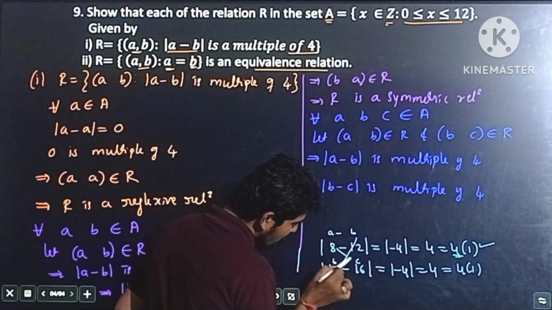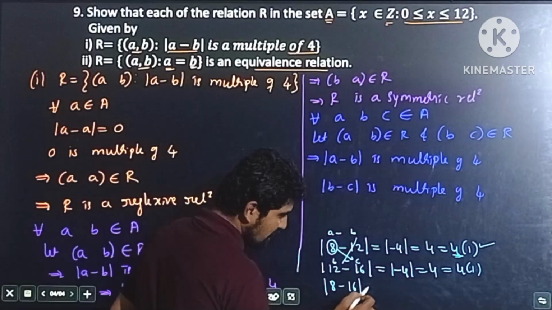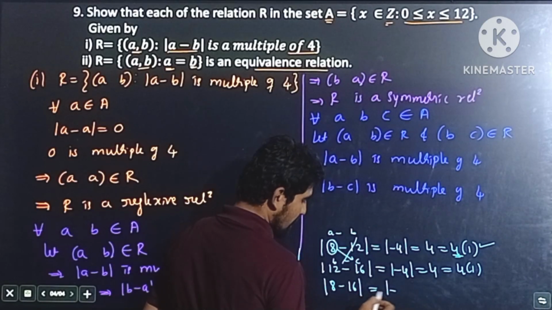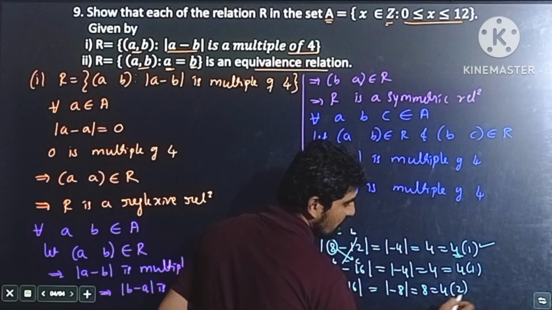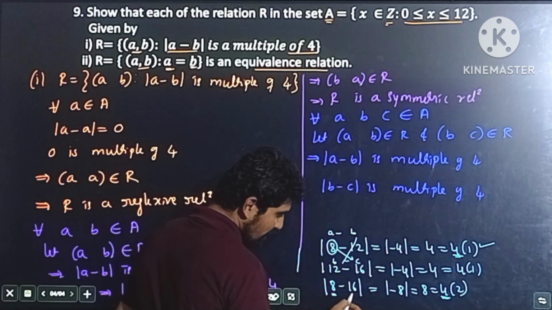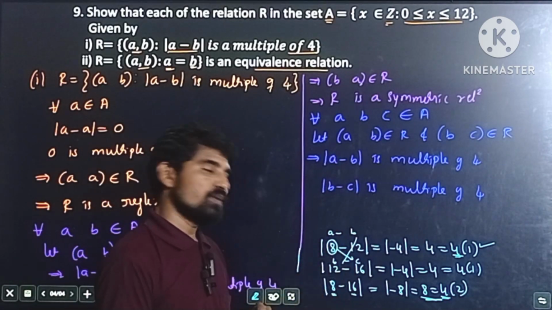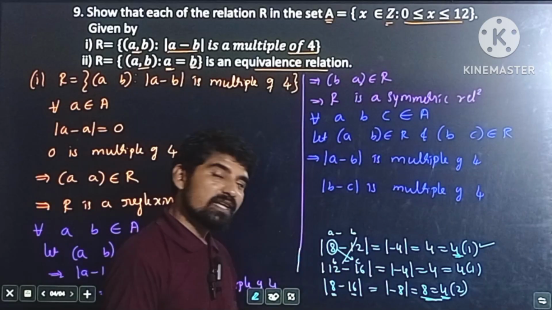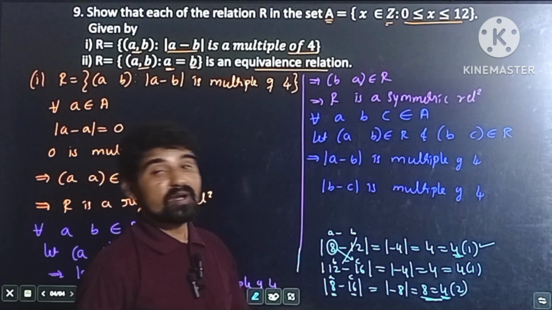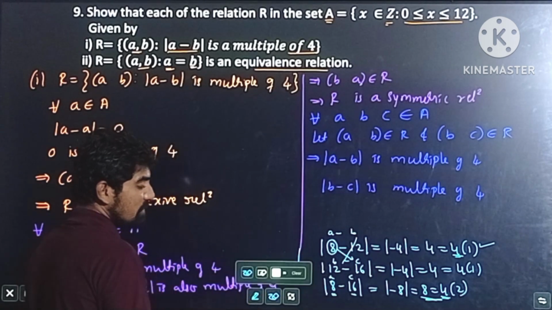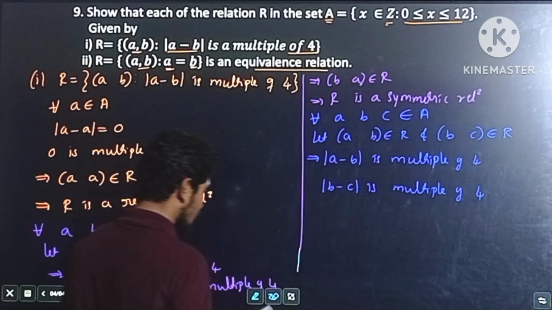Now we need to check modulus of A minus C, that is modulus of 8 minus 16, which is equal to modulus of minus 8, which is equal to plus 8, and 8 can be written as 4 into 2. It means modulus of 8 minus 16 is also a multiple of 4. When modulus of A minus B is a multiple of 4 and modulus of B minus C is a multiple of 4, then definitely modulus of A minus C is also a multiple of 4. That's why the pair AC belongs to this relation R.